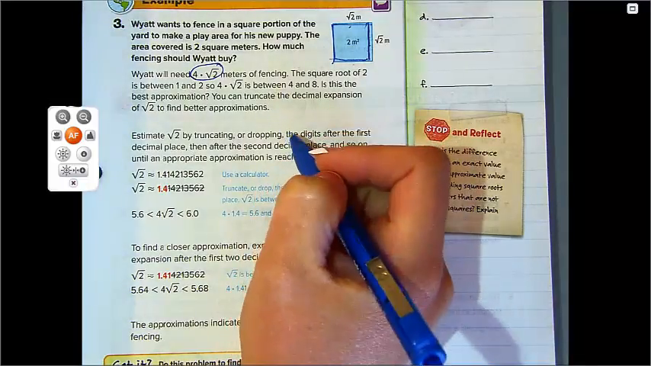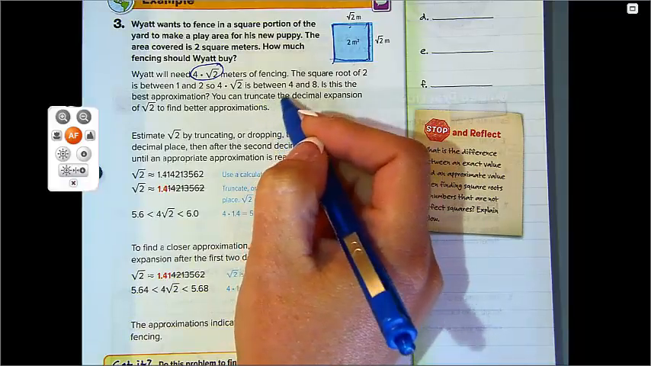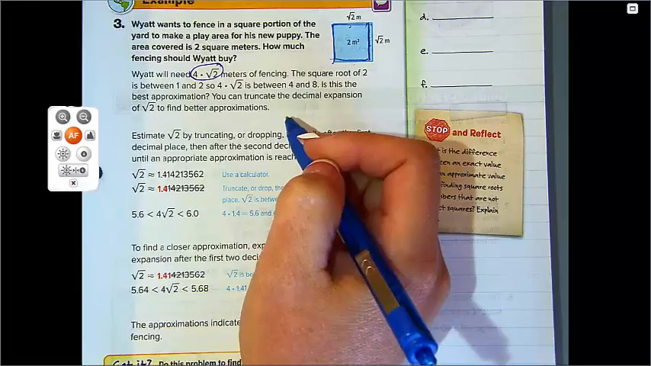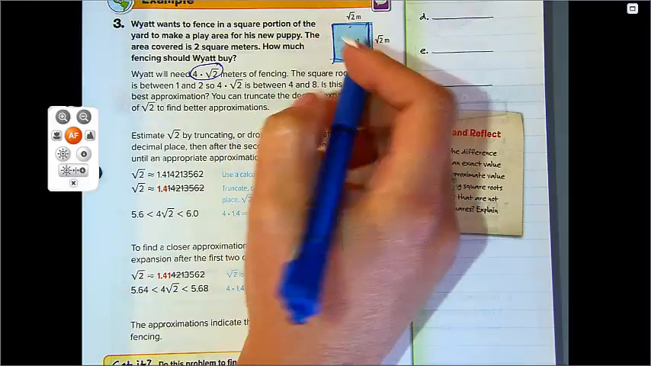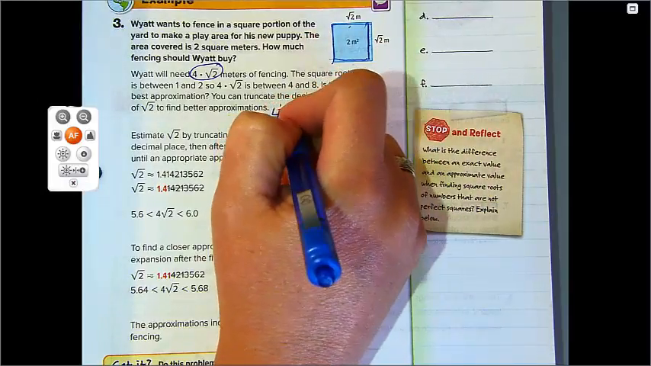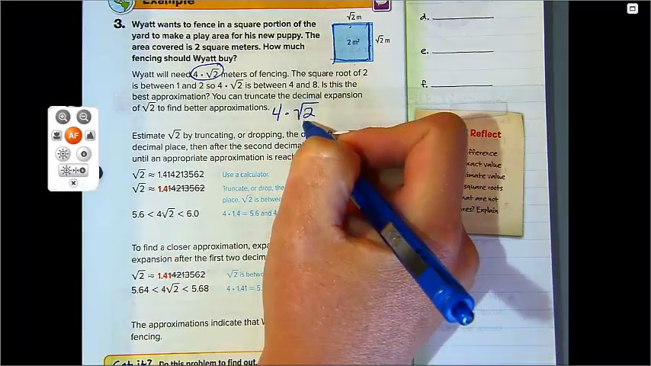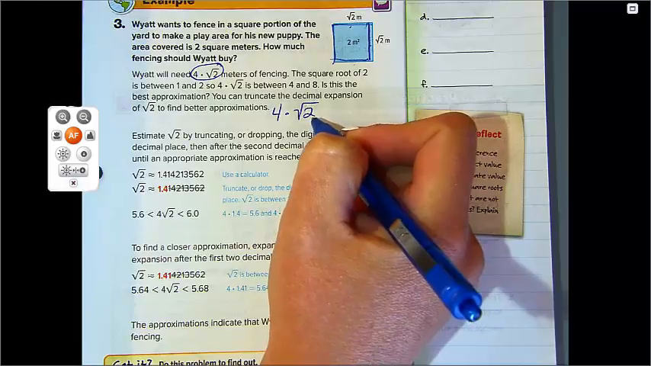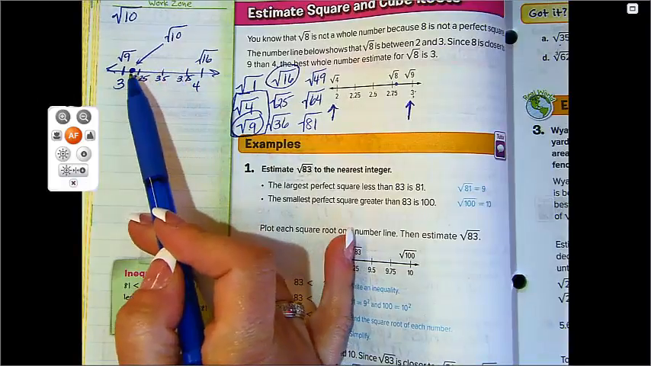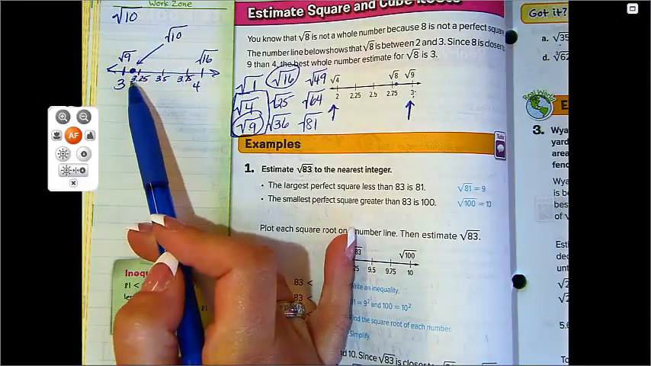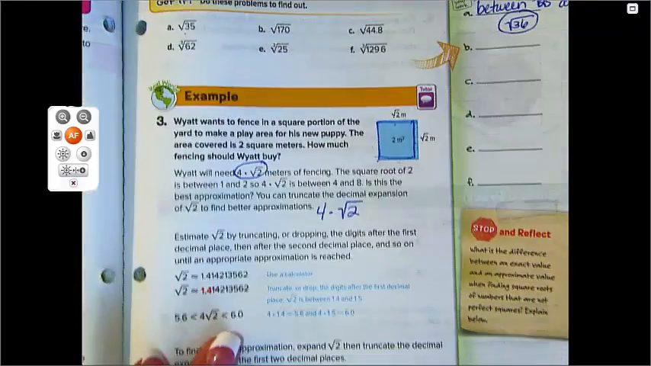Well, radical 2 is between radical 1 and radical 4. Hopefully you know that radical 2 is closest to radical 1. So if I have 4 times radical 2, you know that radical 2 is almost 1, but not quite. Because if you remember over here, radical 10 was almost the same as radical 9, but not quite. It was a little bit bigger than that. So radical 2 is going to be a little bit bigger than radical 1.